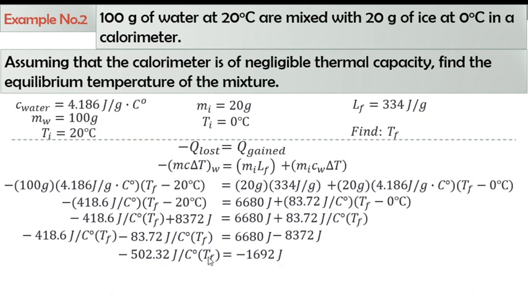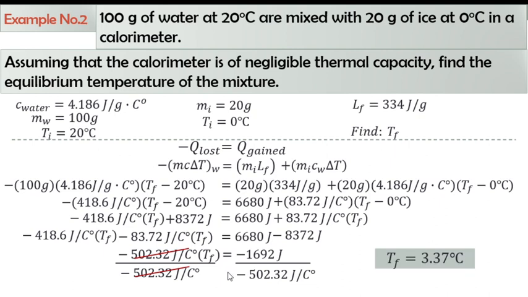Since we are looking for the value of T sub F, we can divide both sides by 502.32, and it will have T sub F as 3.37 degrees Celsius. So again, this is the final temperature of our mixture when we put ice into the water.